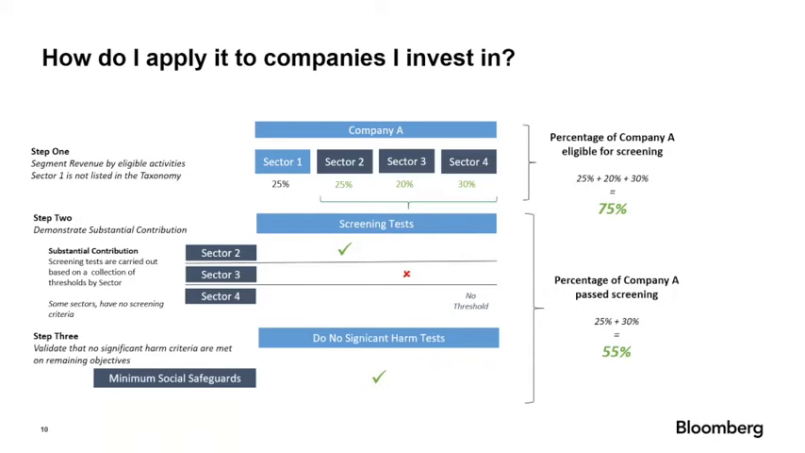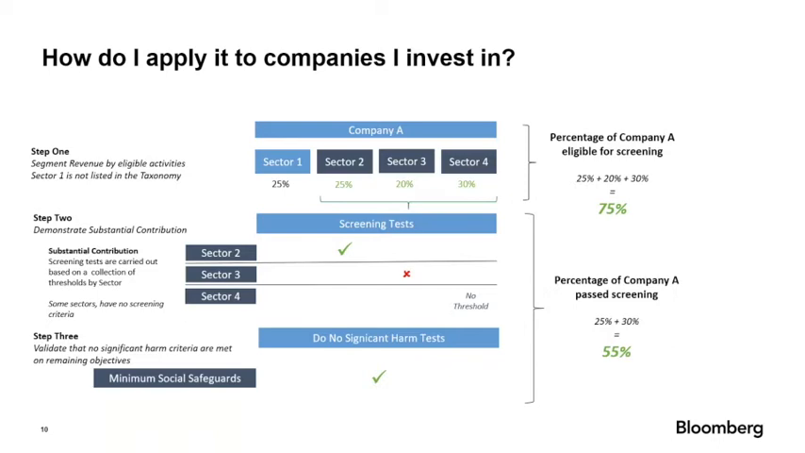So the very first step that I would recommend you do is determining which percentage of an investment portfolio is eligible for taxonomy testing. And you can do that by looking at segmented revenue. So in this example, sectors 2, 3, 4 would be eligible, and that would mean that 75% of that company's revenue can pass on through to screening.